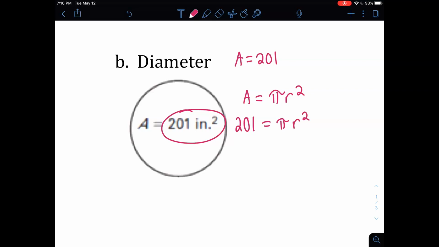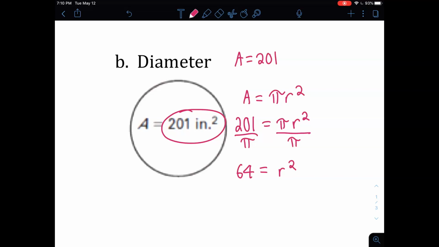Now, how do I solve for r? This is a little tricky. Am I going to get rid of the pi first or the squared first? Usually we do the opposite of order of operations. Usually we would do multiplication and then exponents, but we're going to do the opposite. We're going to get rid of the pi first. We're going to divide by pi on both sides. So 201 divided by pi. This one, we got 63.98, which is really close to 64. So we're just going to say 64 for the purposes of this example, because I think that's what they wanted us to use. They just put an approximation of 201 here.